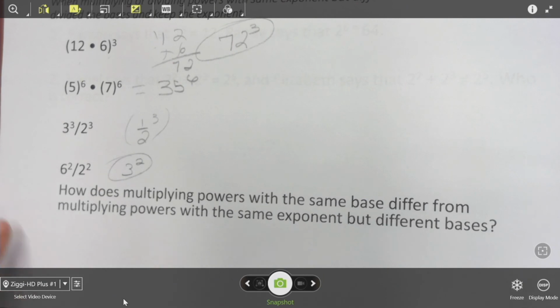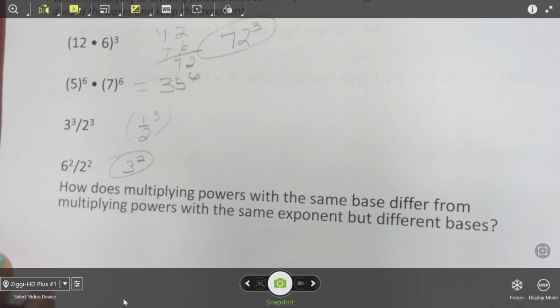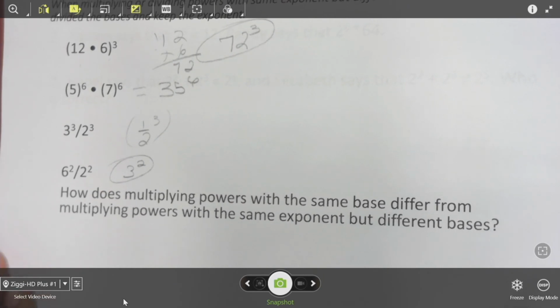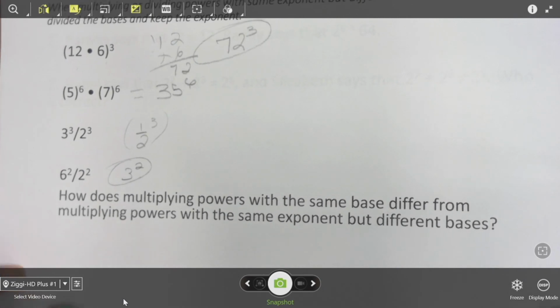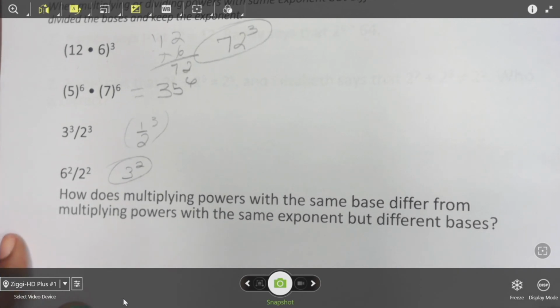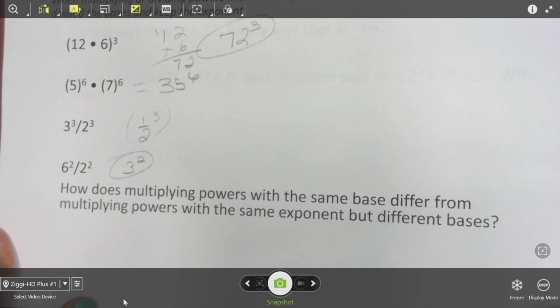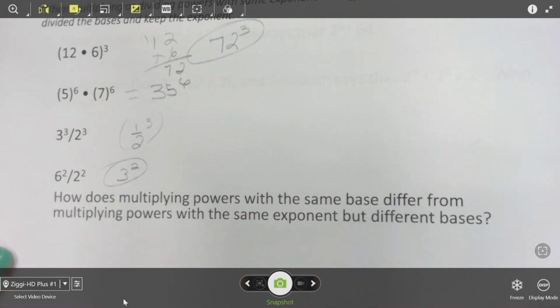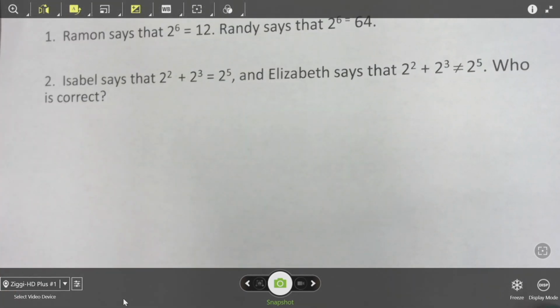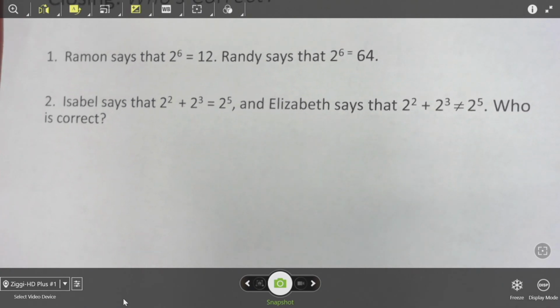Absolutely. When multiplying powers with the same base, you add the exponents. When multiplying powers with different bases but the same exponent, perform the operation on the bases and keep the exponent. Outstanding. Okay, here's our closing.